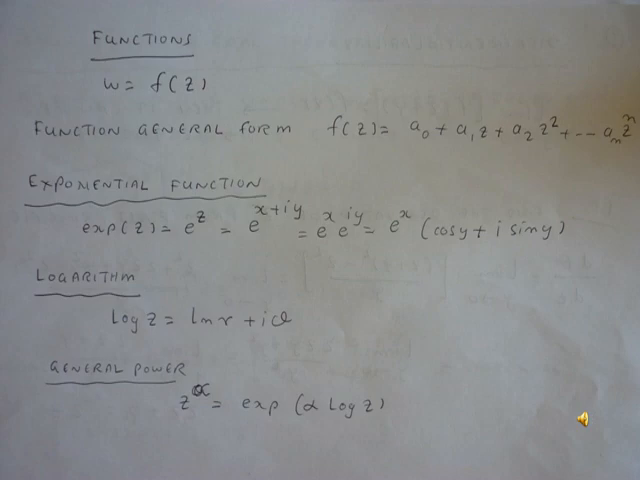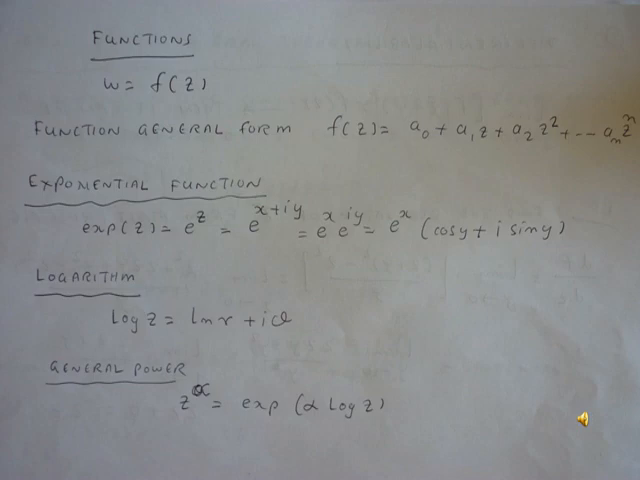Then we will talk about the function. The generalized equation is w equal to f(z). This is a function, and this is the general form of the function, which can be written f(z) = a0 + a1 z + a2 z^2 up to an z^n.